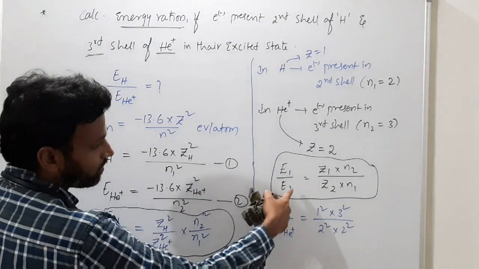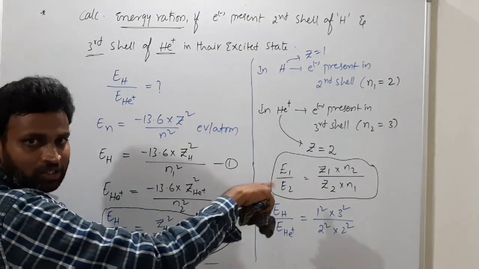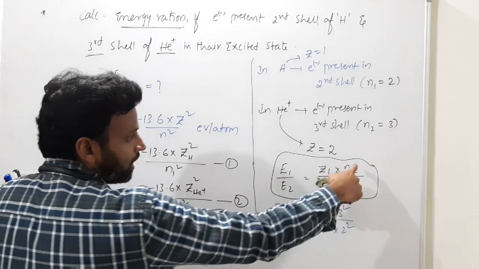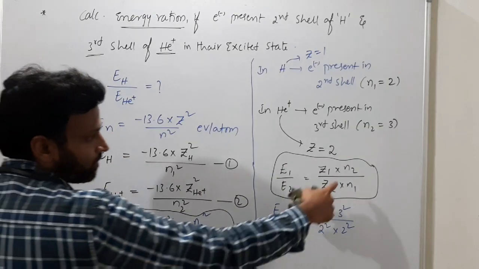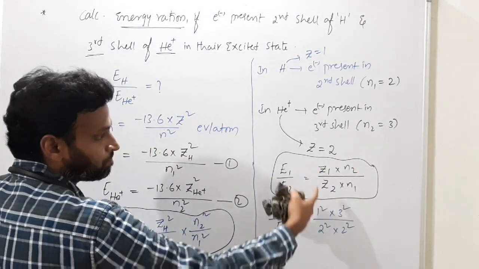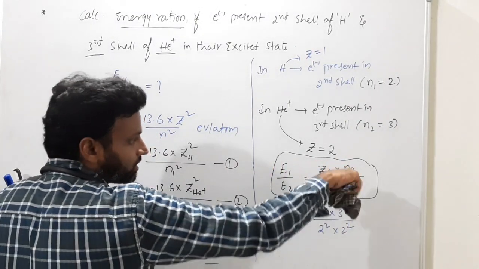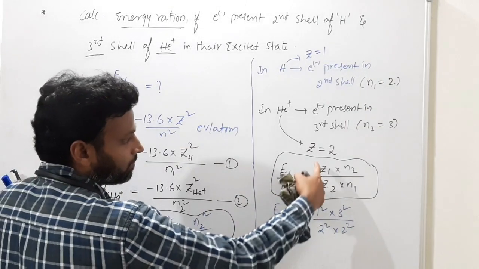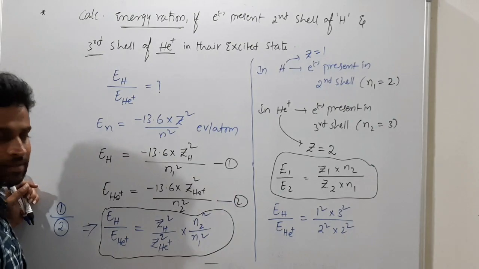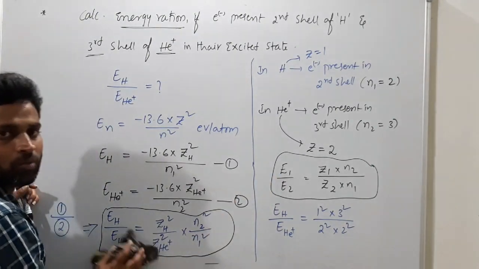And in general, E1 by E2 for two energy ratios, if they are asking for different shells and different atomic numbers, you will use this. For the same shell and different atoms, Z1 by Z2. Same shell means N1 and N2 can cancel. Same atomic number means Z1 and Z2 will cancel. So please note this formula.